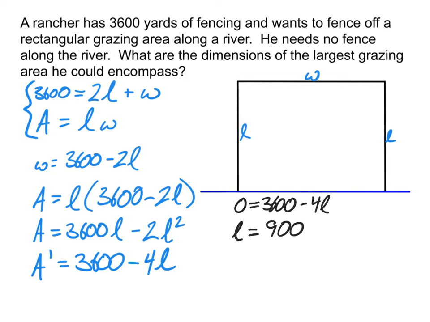Well, then I'm going to take this value for L, and I'm going to plug it into the equation that's solved for W. So plug in the L there. What does that give you? And so when I plug that in and solve it through, I end up finding that W equals 1,800. And so those are my 2 numbers.